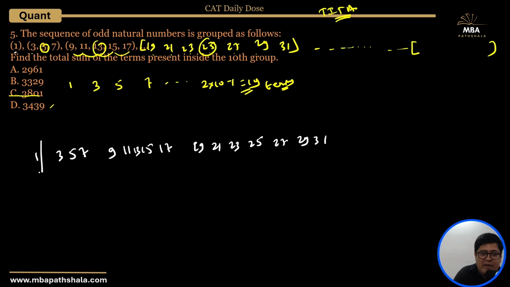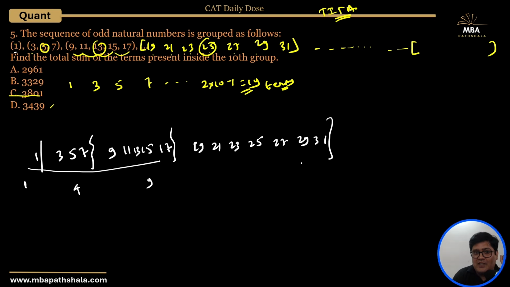If there was only one bracket, the terms are 1. If there were two brackets, how many terms are there? 4 terms are there. If there were 3 brackets, how many total terms are there? 9 terms are there. If there were 4 brackets, how many total terms are there? 16. So if you want to go to the 10th bracket, what have you just done?